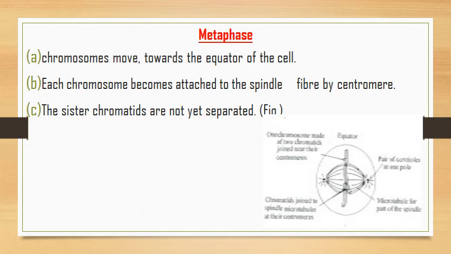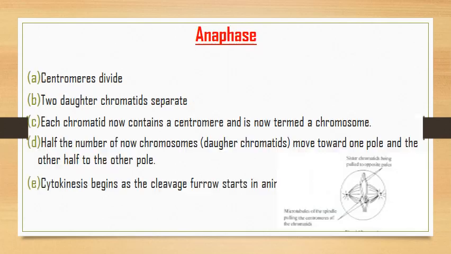Metaphase: chromosomes move towards the equator of the cell. Each chromosome becomes attached to the spindle fiber by its centromere. The sister chromatids are not yet separated. It means जितने भी chromosomes हैं सब center में आ गए. This stage is called metaphase.